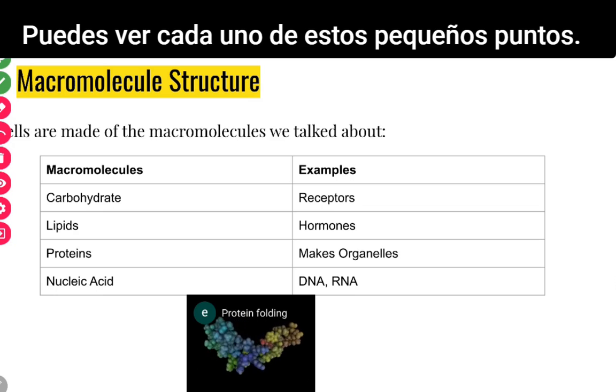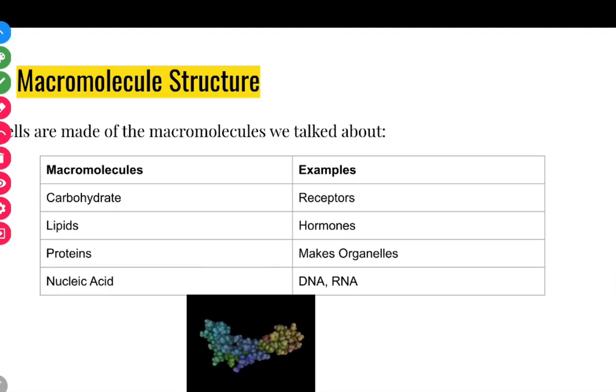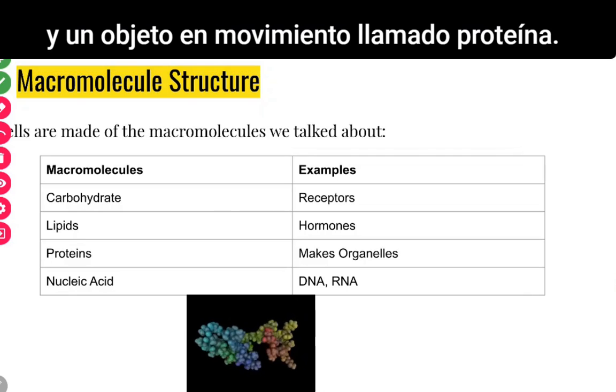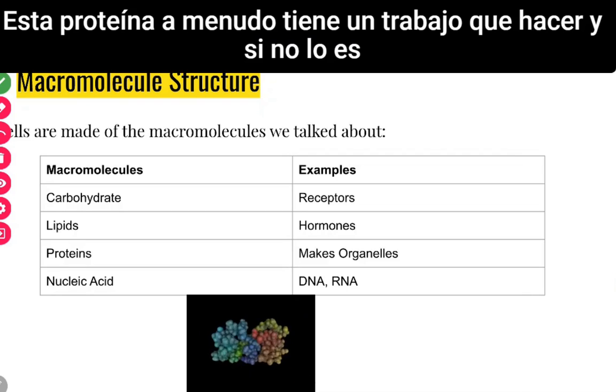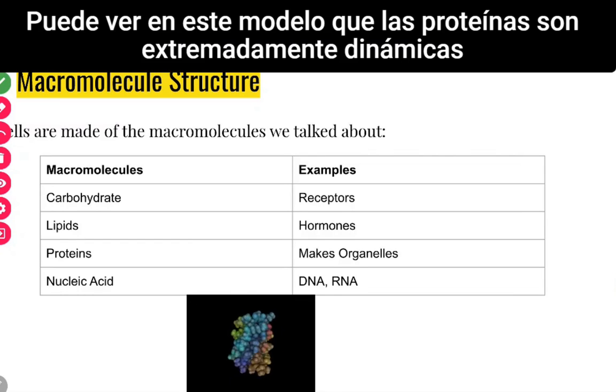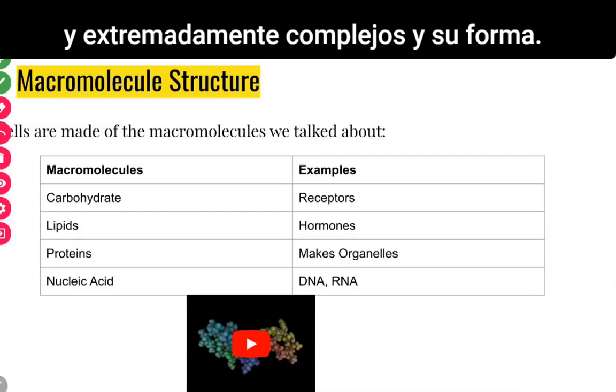You can see each of these tiny little dots. Those are amino acids. They are interacting with each other to create a three-dimensional and moving object called a protein. This protein quite often has a job to do, and if it is not the correct form, it cannot perform its correct function. You can see by this model that proteins are extremely dynamic and extremely complex in their form.